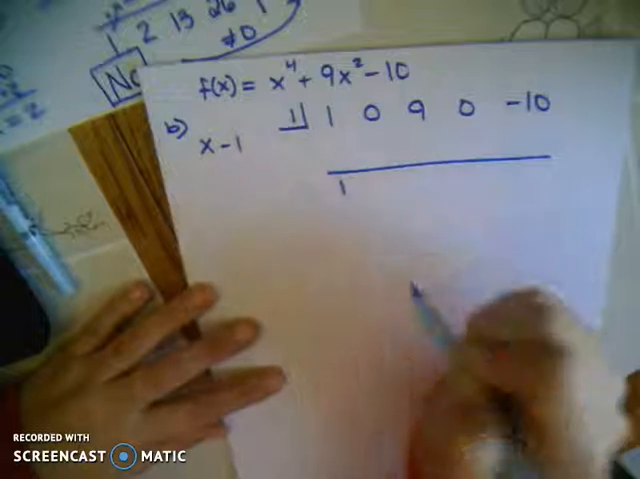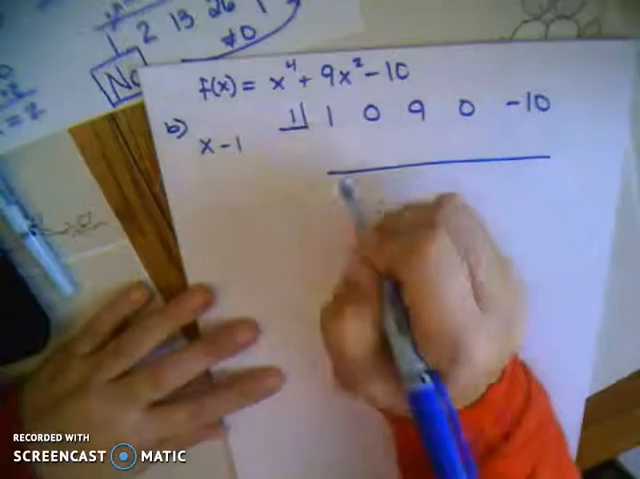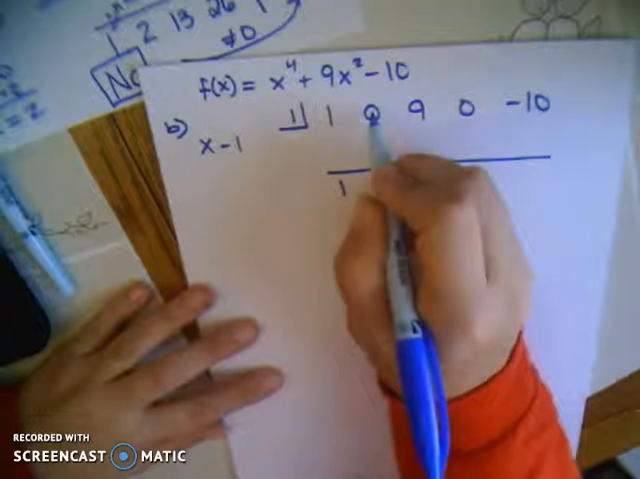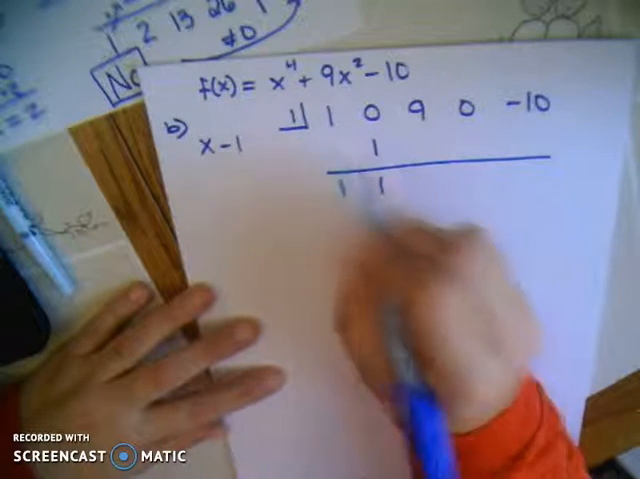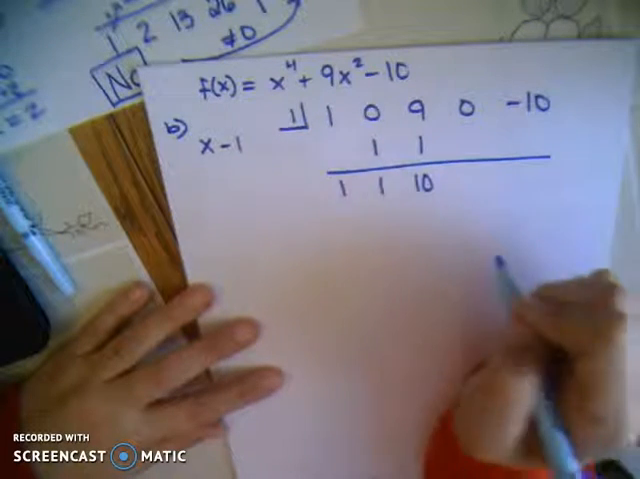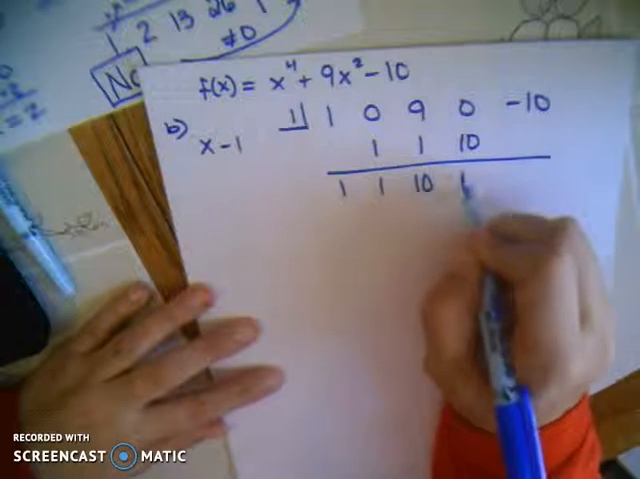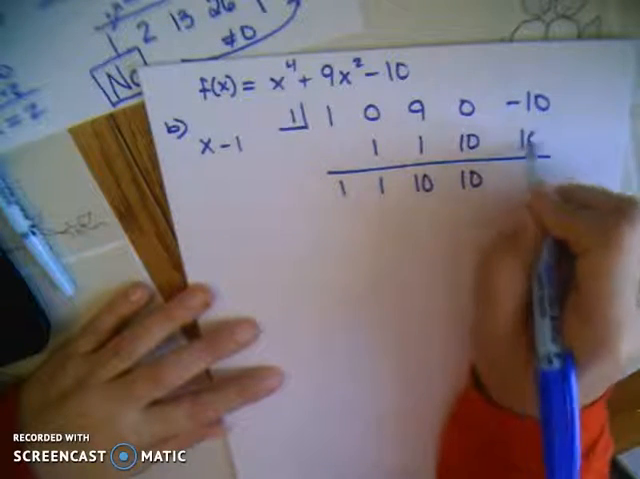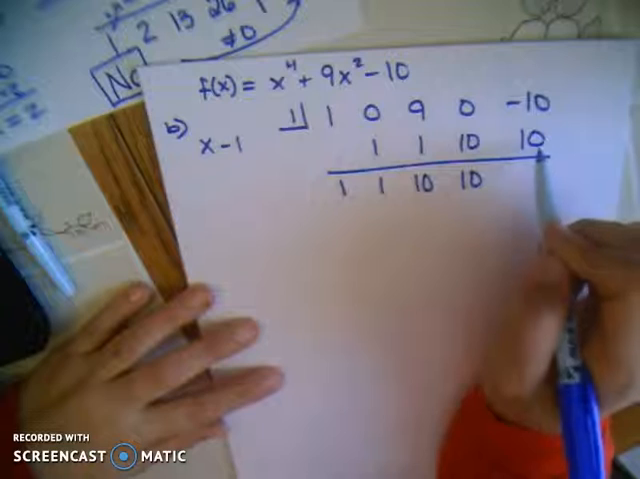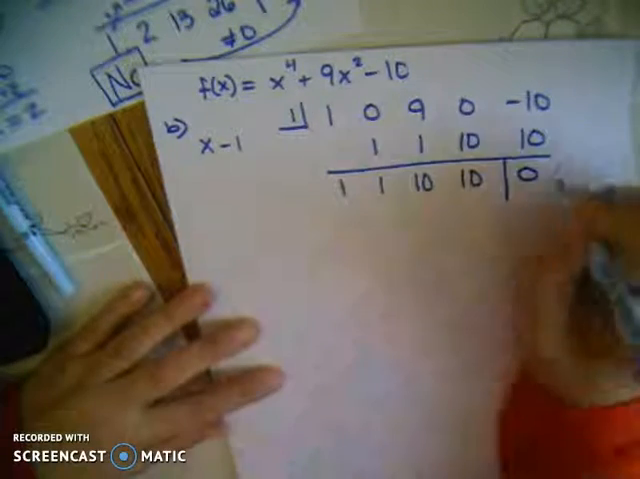First number comes straight down. After that, we're going to multiply and add, multiply, add, multiply, add. So 1 times 1 is 1. 0 plus 1 is 1. 1 times 1 is 1. 9 plus 1 is 10. 10 times 1 is 10. 0 plus 10 is 10. 10 times 1 is 10. Negative 10 and positive 10 is 0. Last number is the remainder.